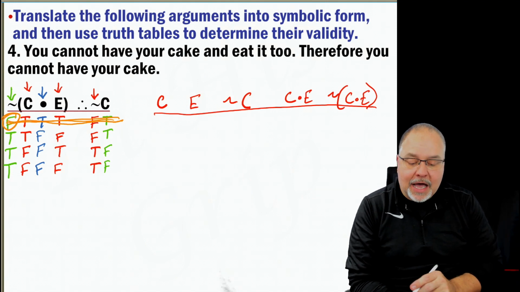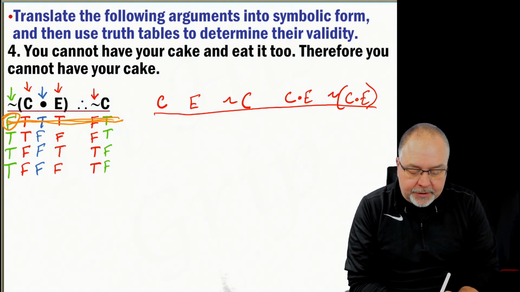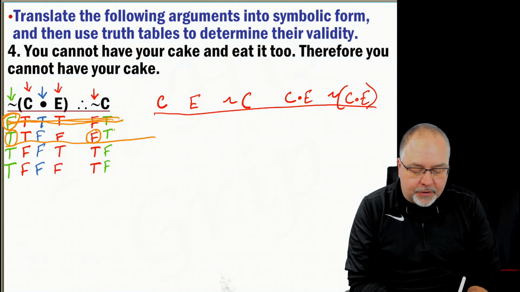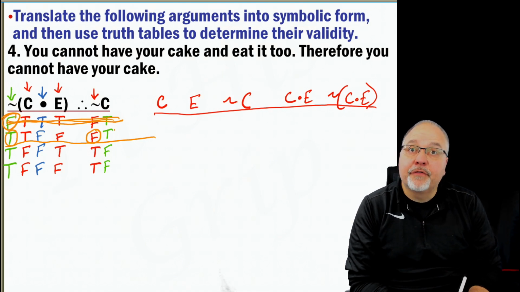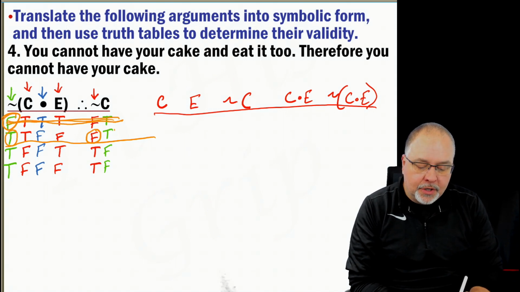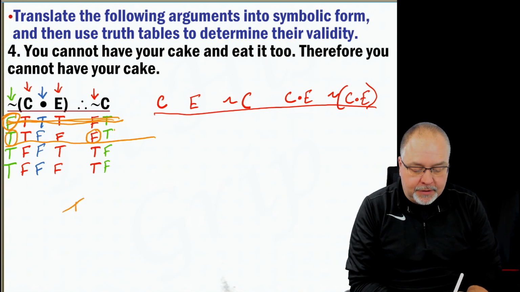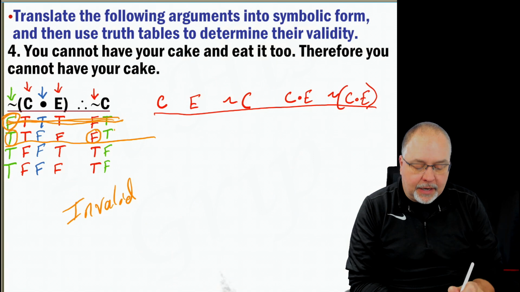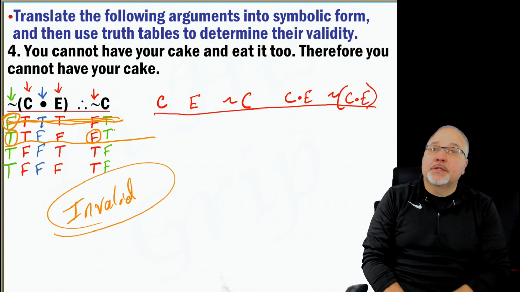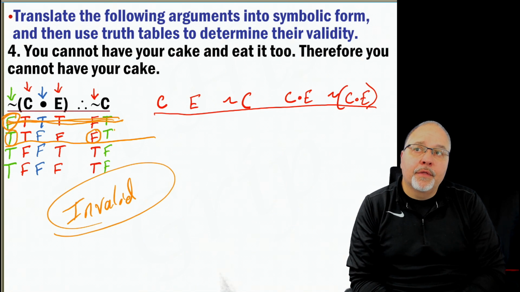Okay, now on the lines where, look at the second line. And again, I'm looking at the green there, right? I have a line right here where the premise is true, not C and E is true, the conclusion is false, right? And by the definition of validity, if I have at least one line where the premises are true and the conclusion is false, this is invalid. Okay? And in essence, my work is done. I found one row where the truth value is not the same.